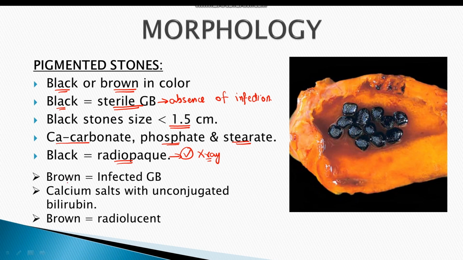In contrast to black stones, the brown colored pigmented stones are formed in the infected gallbladder, such as E. coli, and these stones are formed of calcium salts with unconjugated bilirubin. Since there is a less quantity or absence of calcium carbonate, these brown pigmented stones are radiolucent, which means they are not visible on the X-ray.